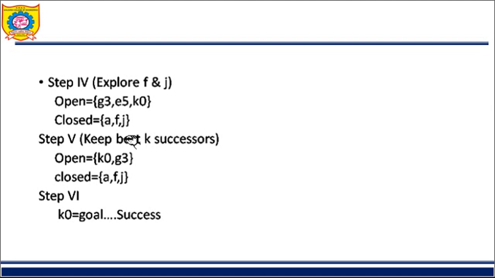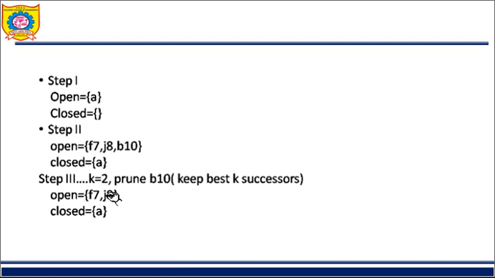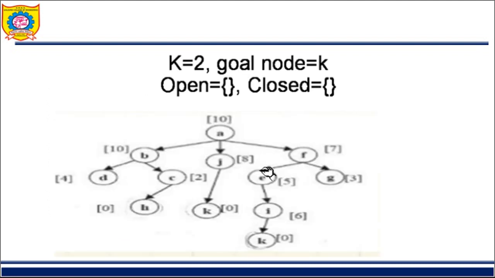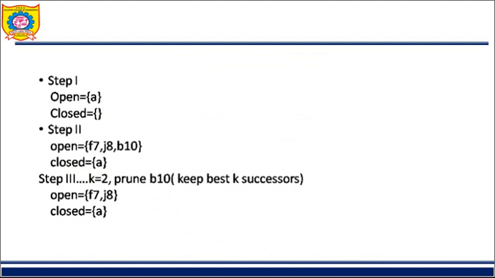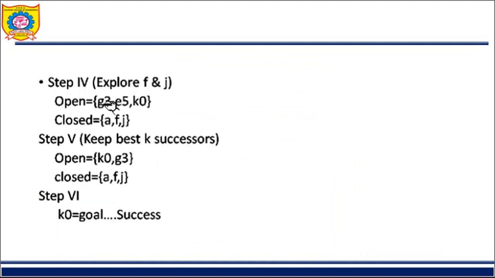So again what do I want? I have to keep best K successors. Here I have to explore the successor of F also and J also. Why so? Because I had F also and J also. So in the same step I am exploring. What are F's successors? E and G. What is J's successor? It is K, with 0. So both successors we are putting over here. That's why we are getting 3 values over here: G3, E5 and K0.